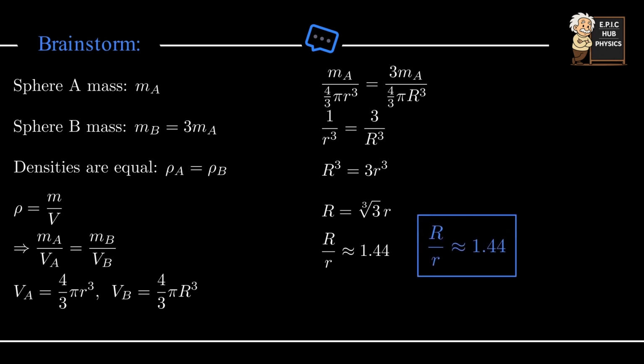What did we do? First, we used the fact that the two spheres are made of the same material, which means their densities are equal. Then, we wrote density as mass divided by volume and equated the two expressions. Next, we substituted the volume formula for a sphere and simplified the equation. Finally, we solved for the ratio of the radii and evaluated the cube root of 3 to obtain the numerical result.